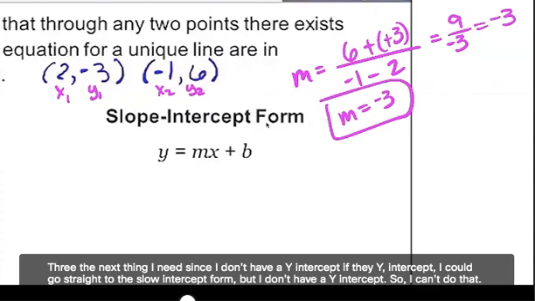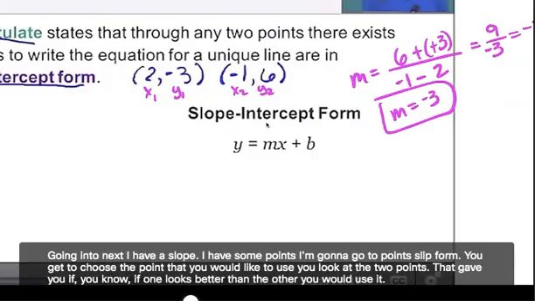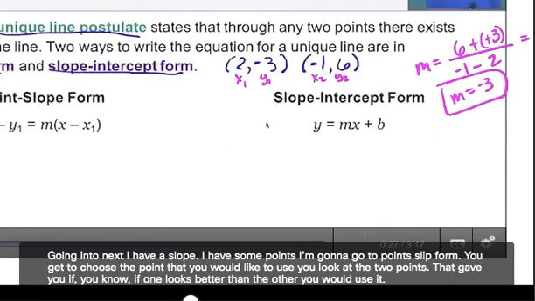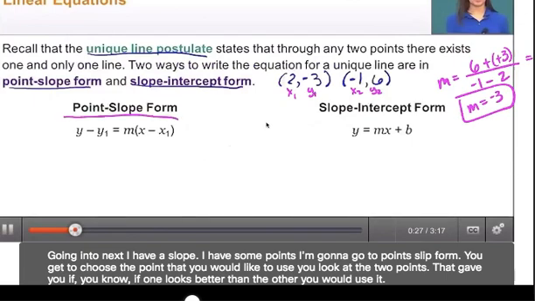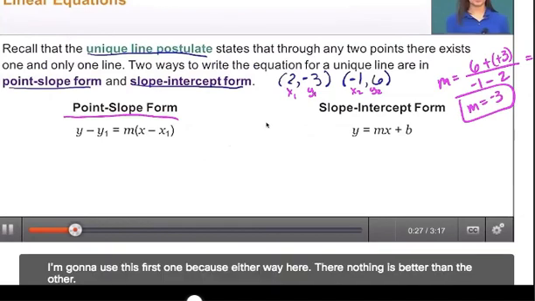The next thing I need, since I don't have a y-intercept, if they gave me a y-intercept, I could go straight to slope-intercept form. But I don't have a y-intercept, so I can't do that. What I'm going to do next, I have a slope, I have some points, so I'm going to go to point-slope form. You get to choose the point that you would like to use. You look at the 2 points they gave you. If one looks better than the other, you would use it. I'm going to use this first one because either way here, nothing is better than the other.